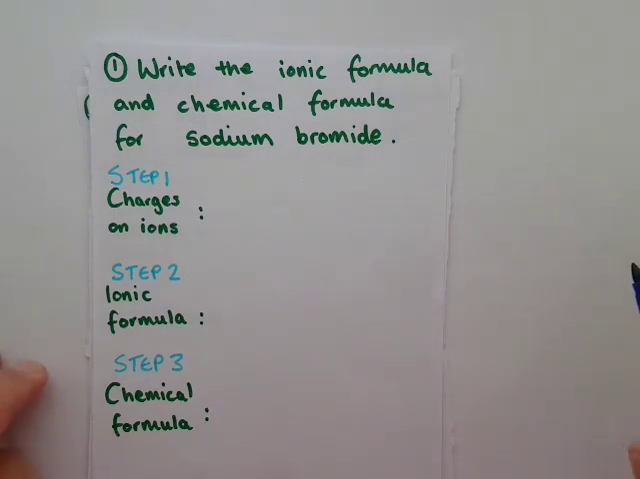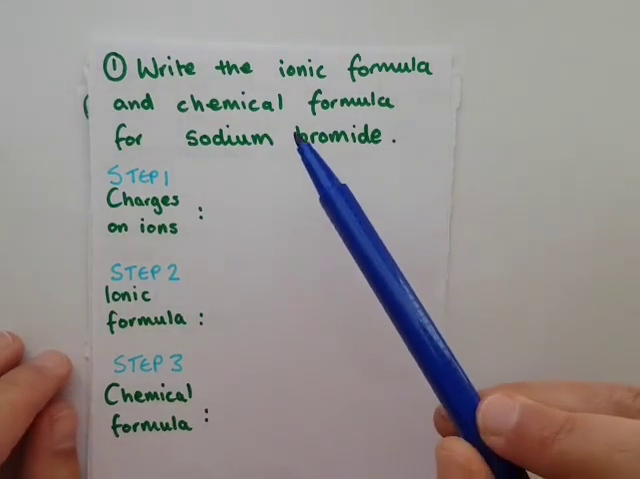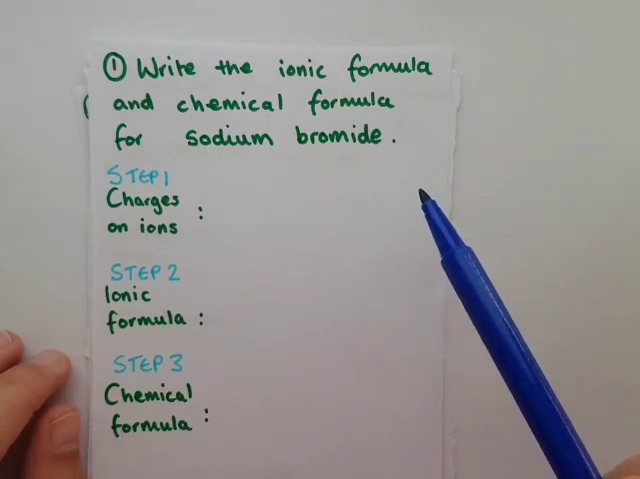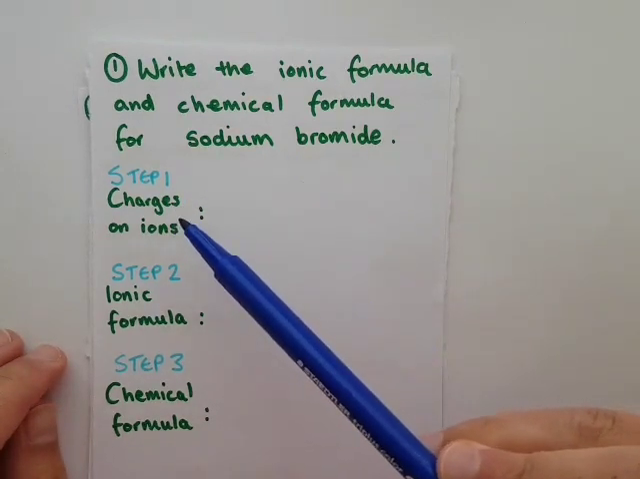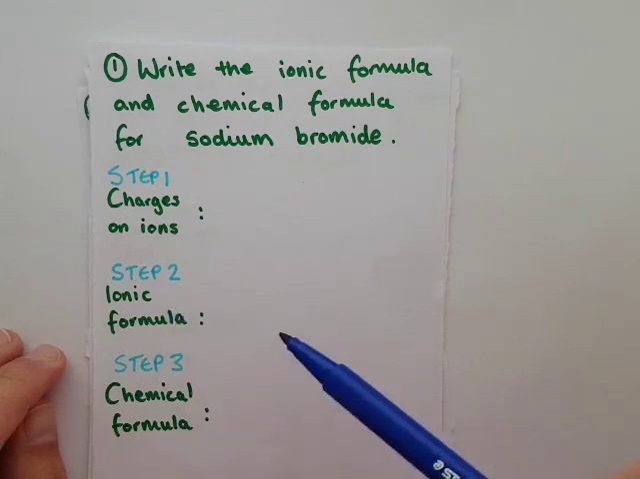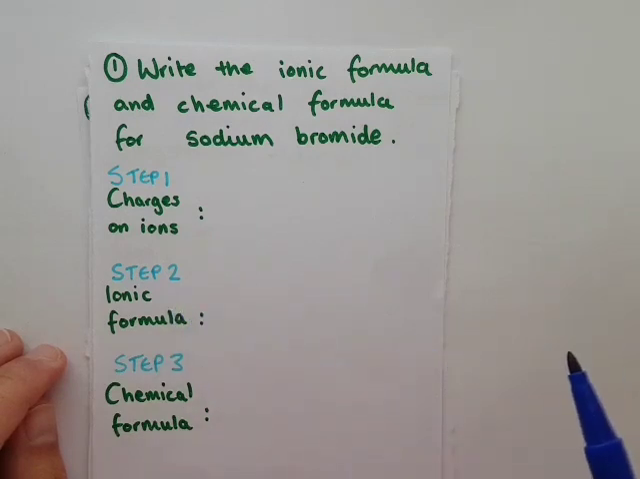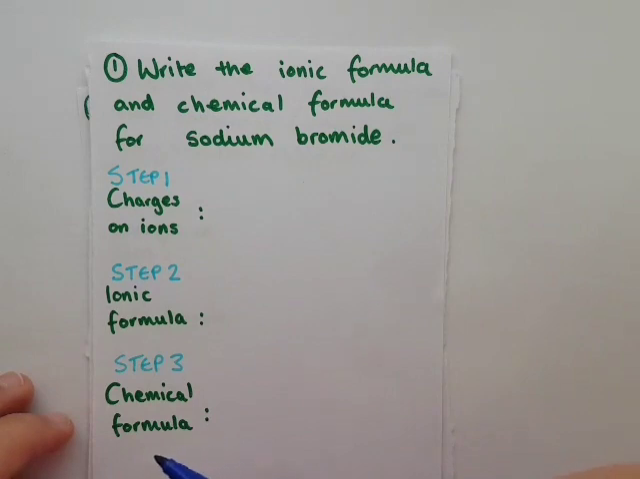Okay, example 1. Write the ionic formula and chemical formula for sodium bromide. So in the method that I'm going to use, first of all we're going to work out the charges on the ions, then we're going to work out the ionic formula, and then we're going to work out the chemical formula last. The chemical formula can sometimes just be known as the formula.